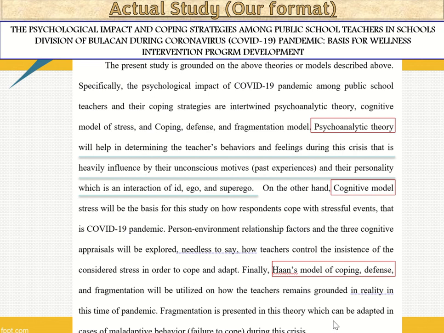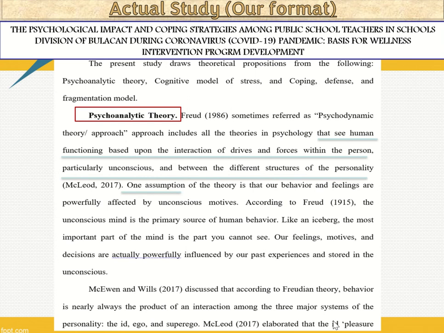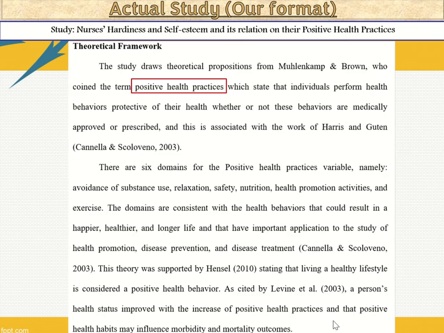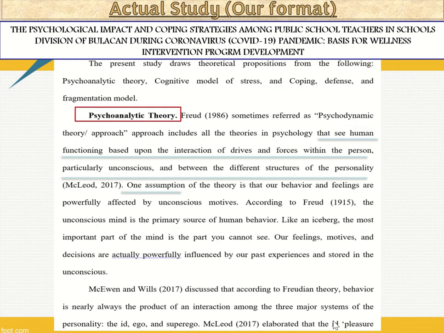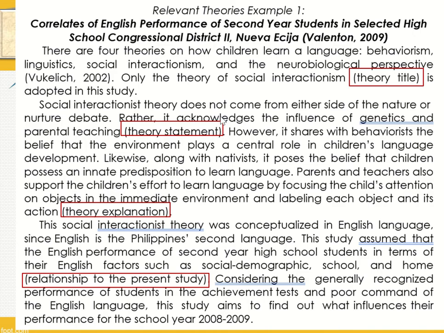So you may utilize this in presenting your theoretical framework. So pwedeng ganito yung format nyo. Okay, pero pwede rin yung individual na naglalaman ng ganito. O pwedeng ganito, no? Individual theory. For example, ito nga si social interactionism theory. And then, you have here the statement, explanation, tapos the relation of that theory to the present study. Tapos, you move on to the next theory.